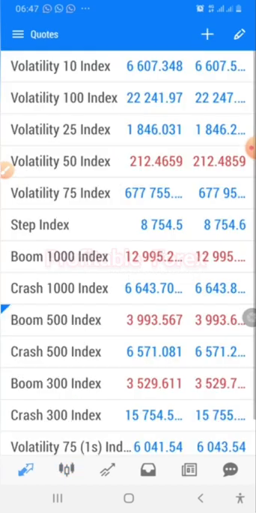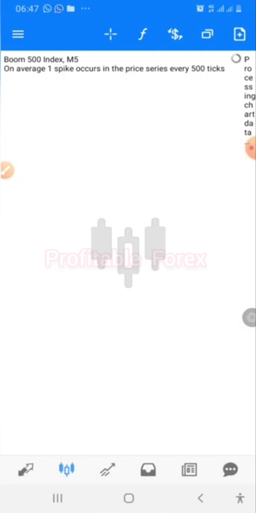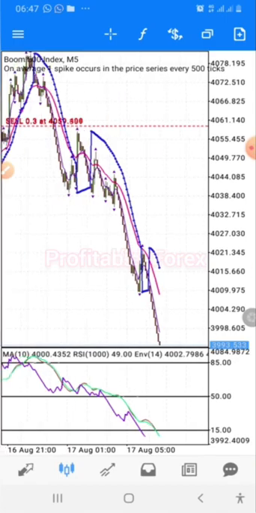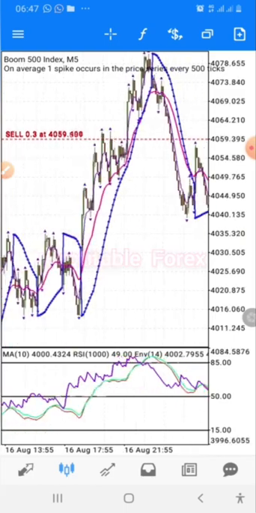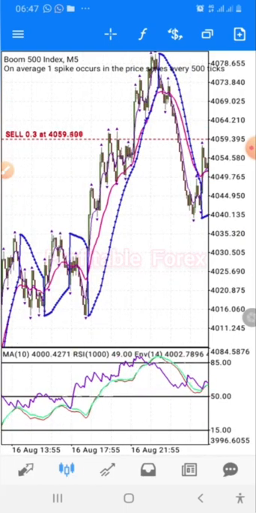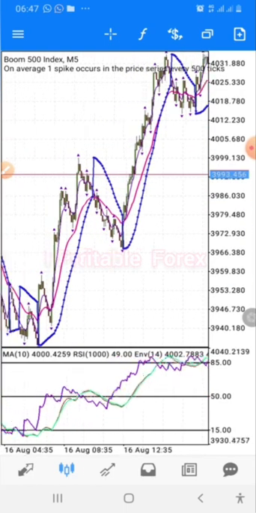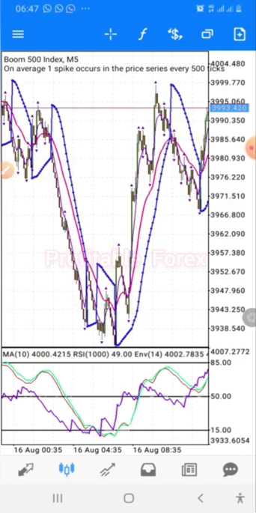Let's go back to Boom 500. Make sure it doesn't leave the zone, like the one we took here. You can see it doesn't leave the zone. So this is how to get your buy and sell signals for Boom and Crash, and you can trade profitably with this strategy.